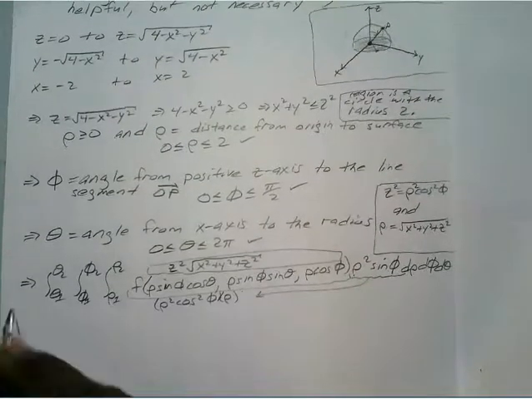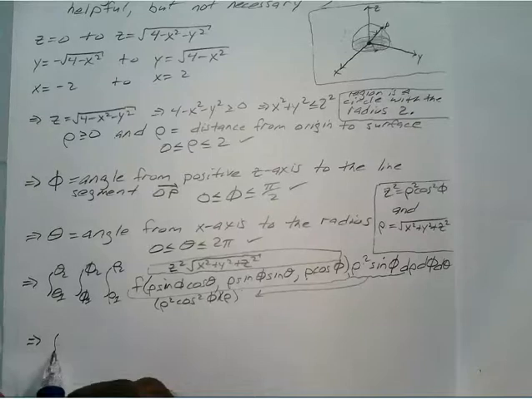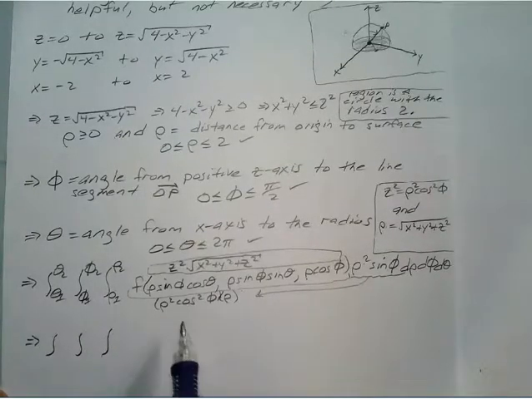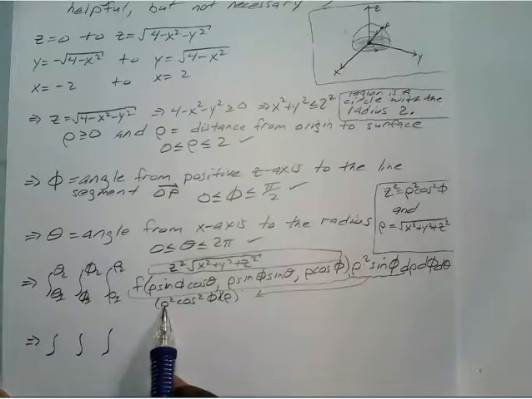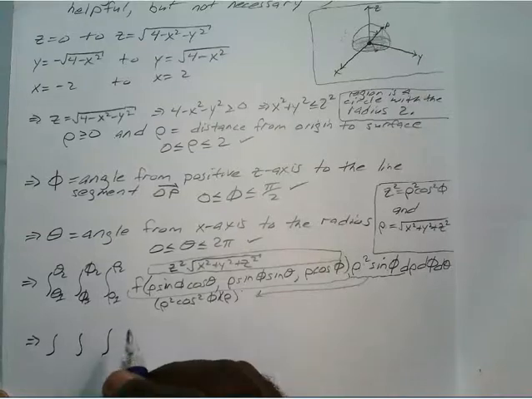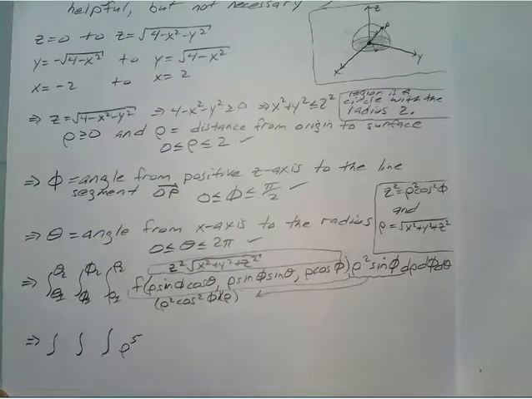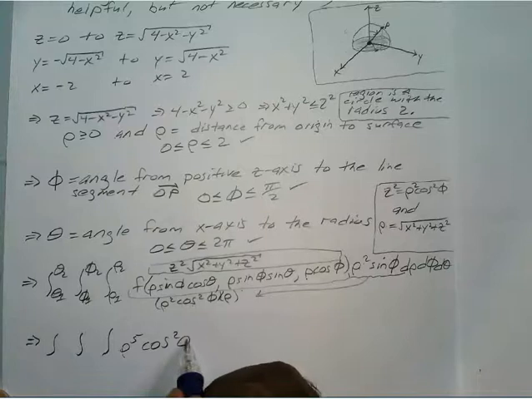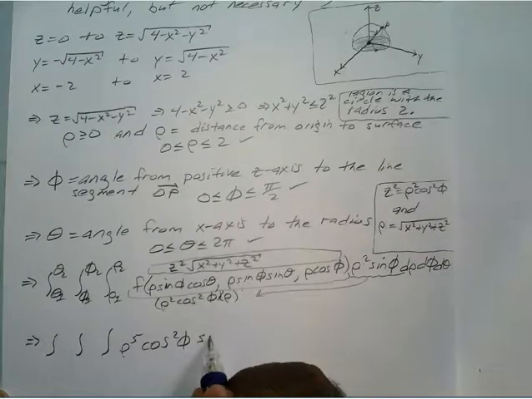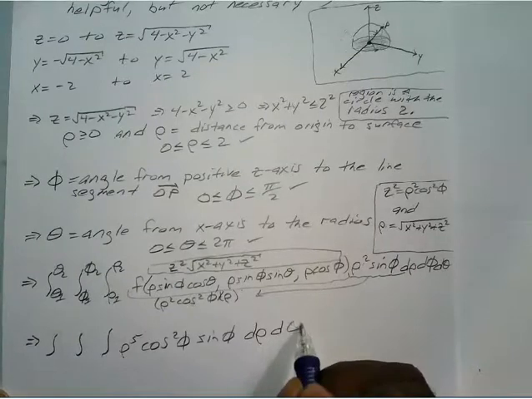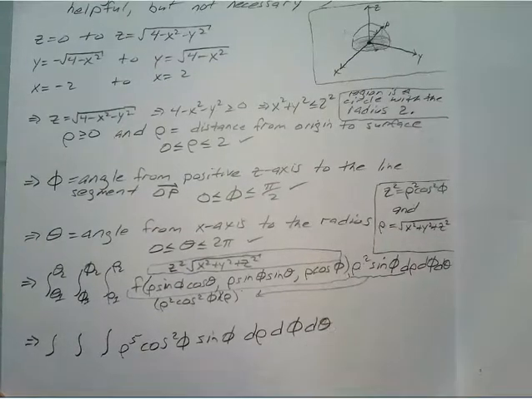All right, so that gives us, go ahead and just write those three integrals there. We have rho squared times rho, which is rho to the third, times rho squared is rho to the fifth. We have rho to the fifth times cosine squared of phi times sine of phi with respect to rho, with respect to phi, and with respect to theta.